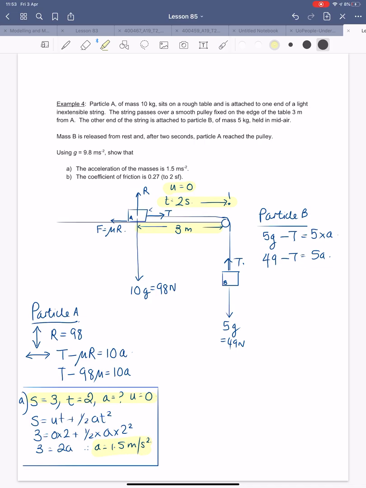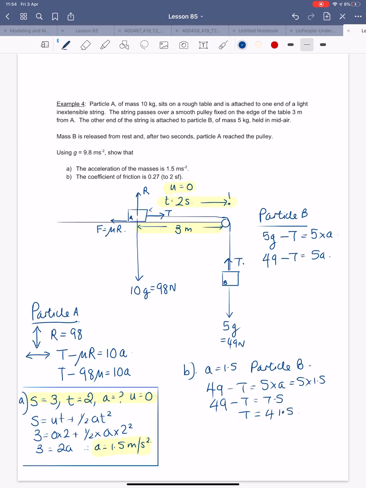Now that we've got that acceleration, I can substitute it into the equations for particle B and particle A. With 1.5 in there, I can work out T, because I'll have all numbers apart from T. Then I'll be able to work out mu. For particle B, a is 1.5. 49 minus T is 5 times a, so 5 times 1.5. So 49 minus T is 7.5. So T is therefore 41.5 newtons.